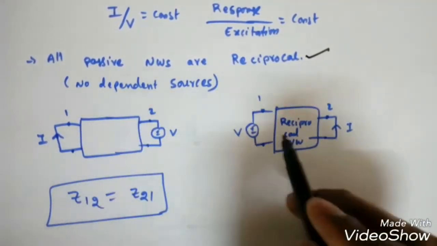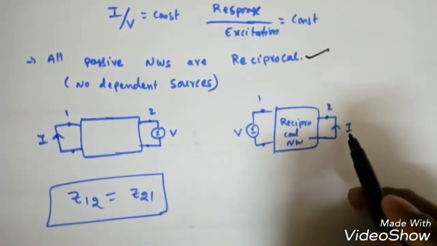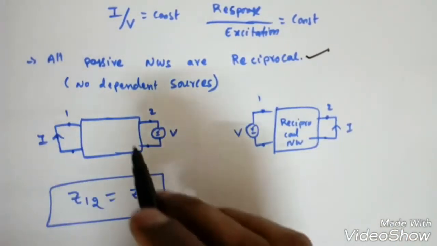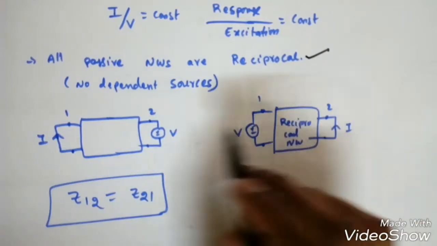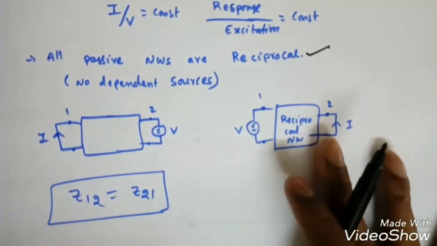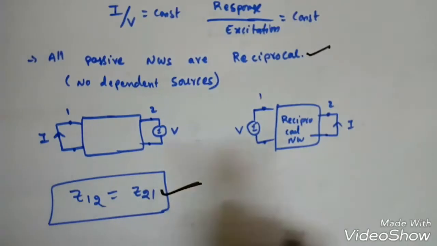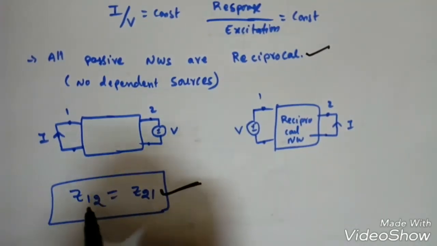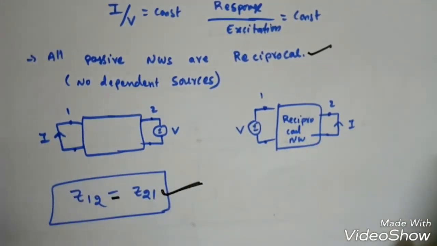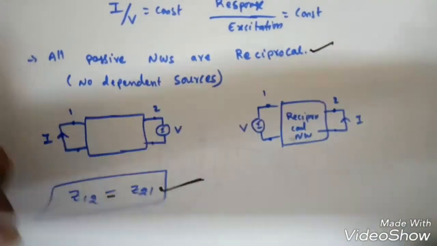So this is the reciprocity. Suppose this is V and this is I. At the output side we are getting the response I, and the input side is V. If I interchange V and I, there is no change in the I by V constant. So I by V will always be constant. So to make a reciprocal network, using Z parameters, Z12 is equal to Z21. That is, transfer impedances should be equal. So Z12 is equal to Z21, right? Next we will see how to find these Z parameters.